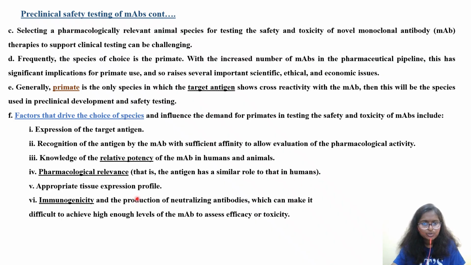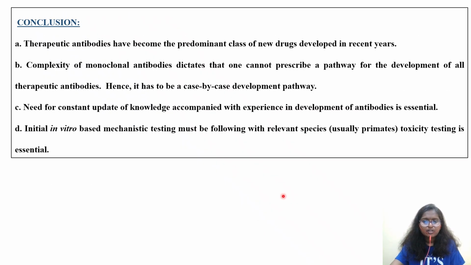Then an appropriate tissue expression profile, then immunogenicity and production of neutralizing antibodies, which can make it difficult to achieve high enough levels of the monoclonal antibodies to assess efficacy and toxicity. Okay, so the important conclusion is that therapeutic antibodies have become the predominant class of new drugs developed in recent years. As I said, if you see trastuzumab, adalimumab, tenecteplase, denosumab, all these drugs are there.